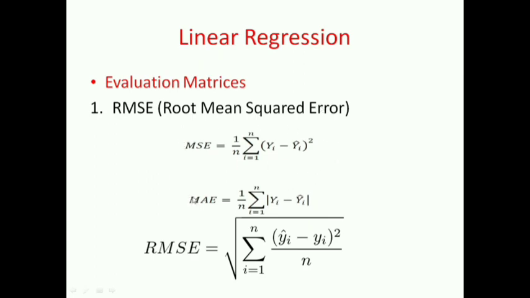You can also use another way, that is mean absolute error, which is also the difference between the predicted value and the actual value, and take an average of it. Okay, root mean square error is actually the square root of the mean square error. So root mean square error is the most commonly used evaluation metric on unseen data for the linear regression algorithm.